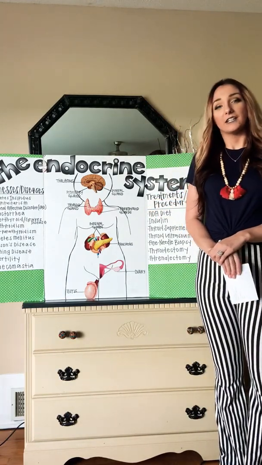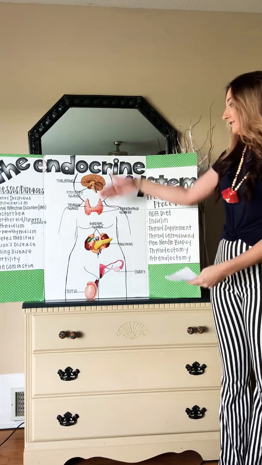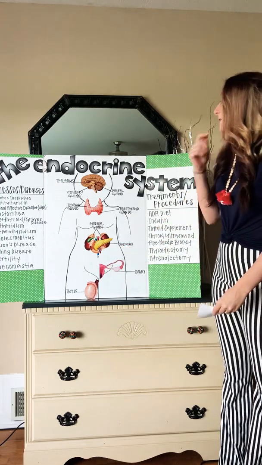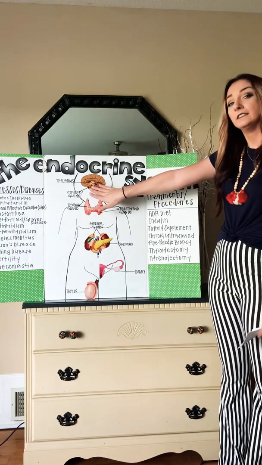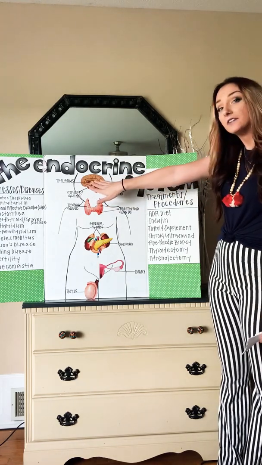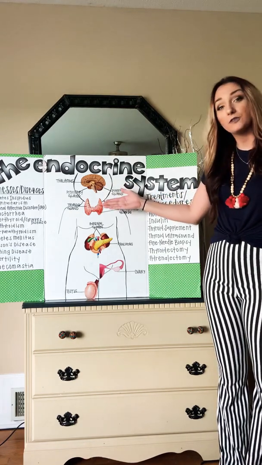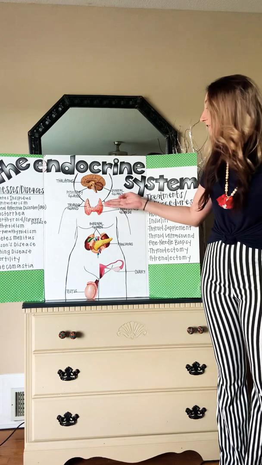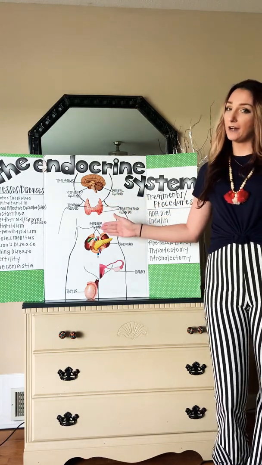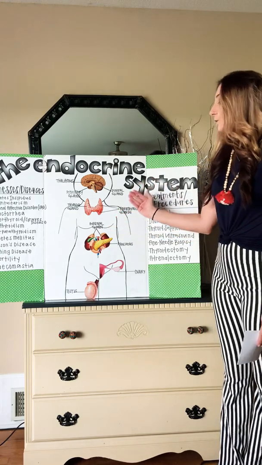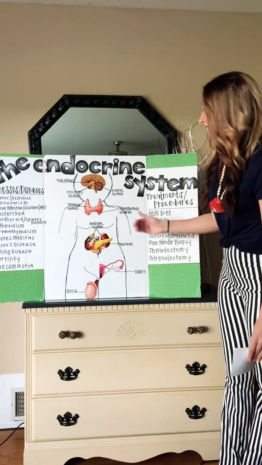Today we're going to be talking about the endocrine system. So here we have the body. We have up here in the brain the pituitary gland, the thalamus, the pineal gland, and then we're going to move down to the thyroid gland, which on the back side has the parathyroid glands, which you can't see in the video, but they are on the back side of the thyroid.